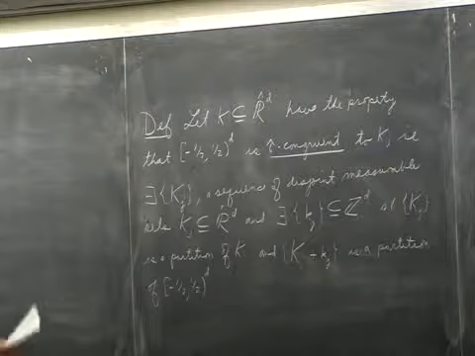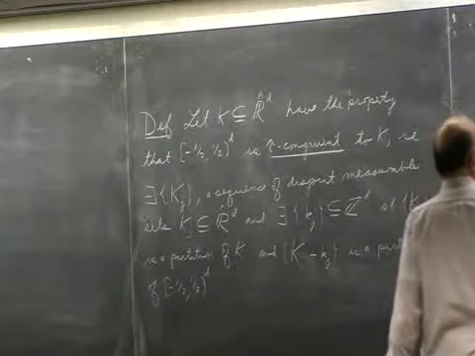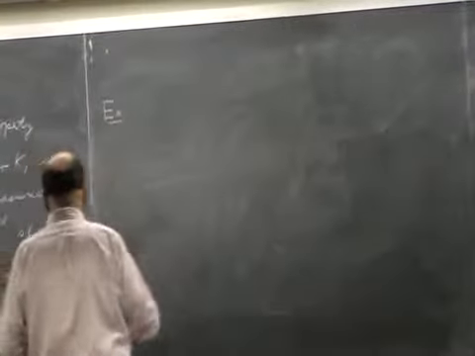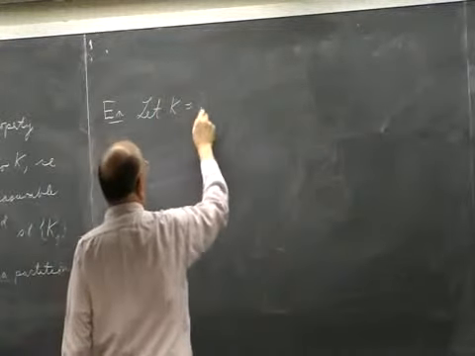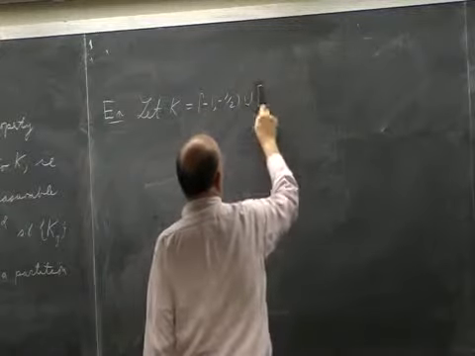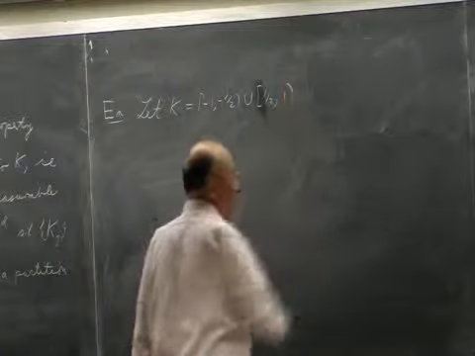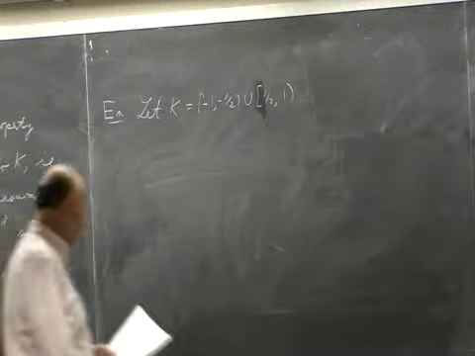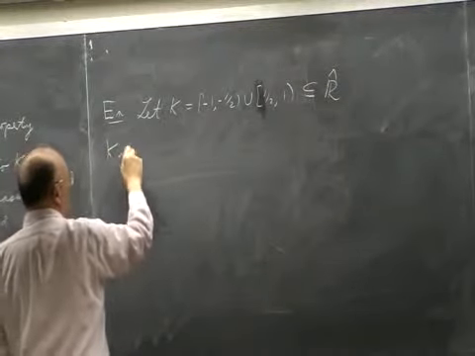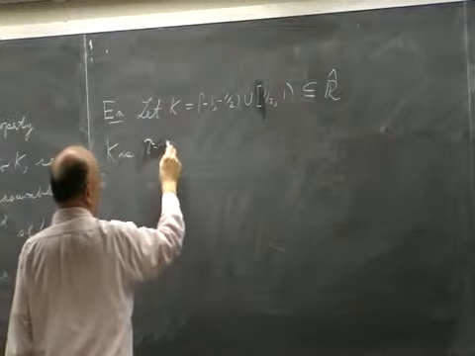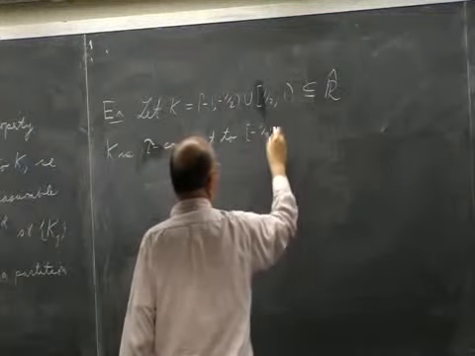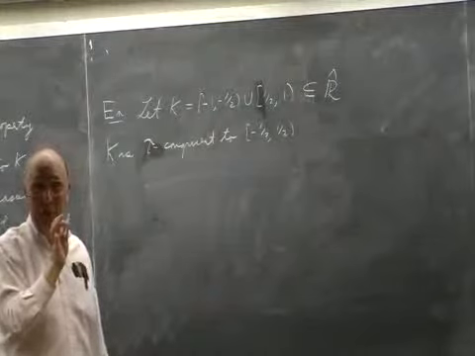Okay, so we're going to talk a lot about this. But let's begin with an example. And this gets us right back to the Shannon wavelet. So example: let K equal minus 1 to minus 1/2, union 1/2 up to 1. Now, it turns out that K is congruent to minus 1/2, 1/2. Now this is very simple, but there's a very interesting phenomenon going on here.